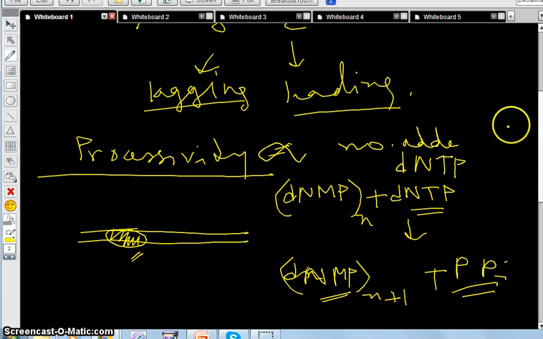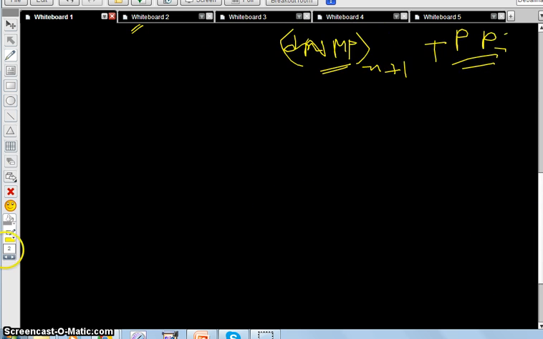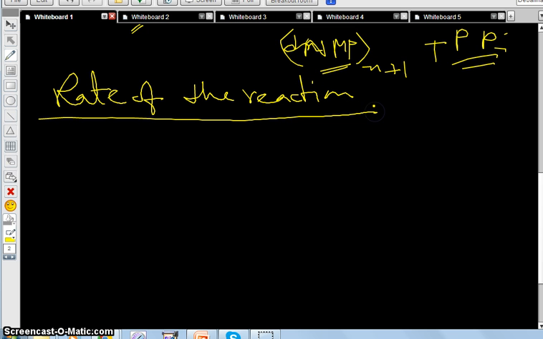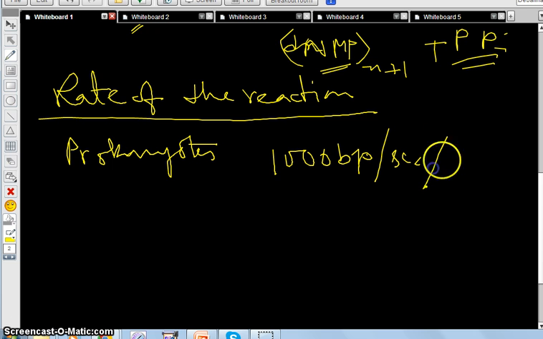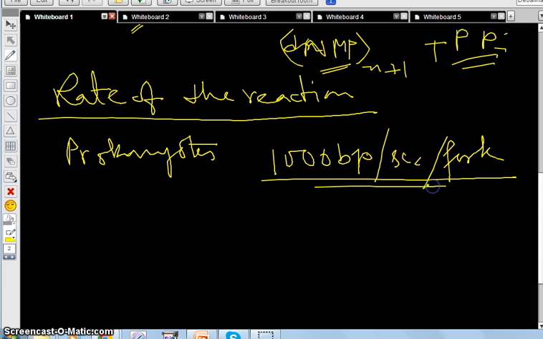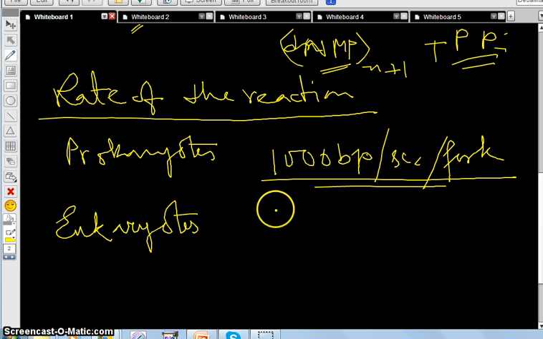All right. So now another important thing is the rate of the reaction, that is, how fast the replication fork is moving. The rate of the reaction is how fast this replication fork is moving and how many base pairs are getting added per second. In prokaryotes, this reaction rate is much higher, as high as 1000 base pairs per second per fork. And in eukaryotes, this is 10 times slower, and only 100 base pairs are added per second per fork.